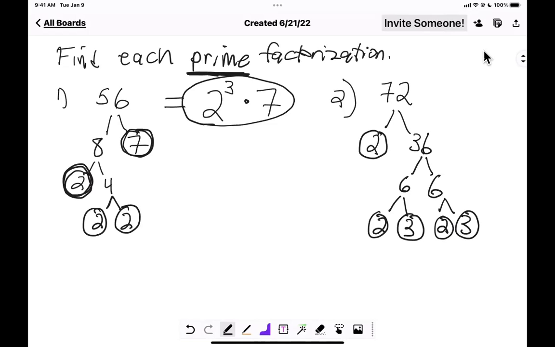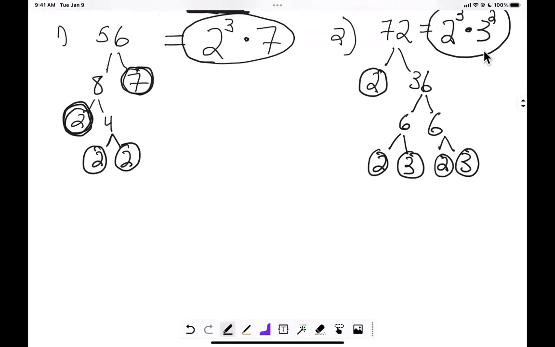So now I can write it in prime factorization. How many 2's do I have? 1, 2, 3. I have 3 2's, times, how many 3's do I have? 2. 3 squared. That's my prime factorization. Great. Any questions before I do some more?